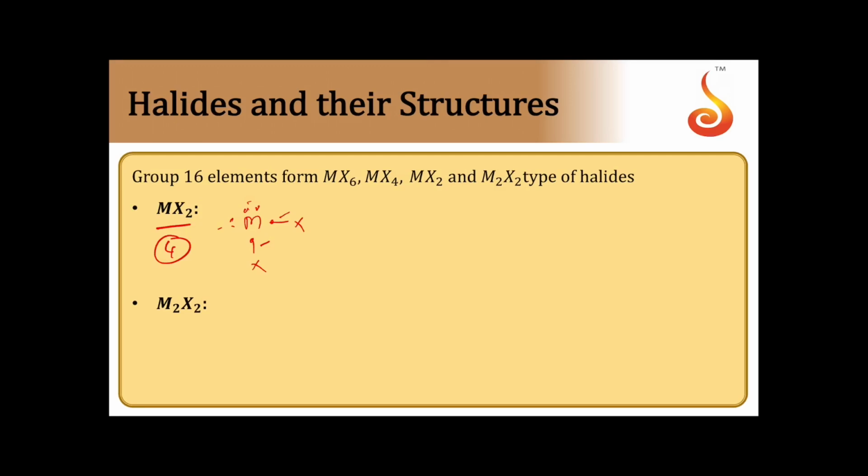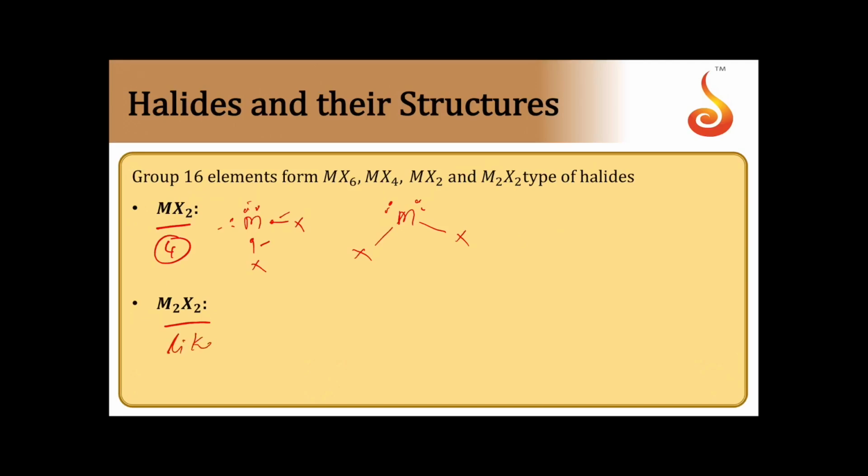Total number of pairs is 4, which means it is sp3 hybridization. So the molecule is bent shaped, meaning we have metal M and X and X here, and 2 lone pairs are there, something like H2O structure. So a bent shaped molecule we have, and an M2X2 type of structure. It is similar to that of the H2O2 structure.